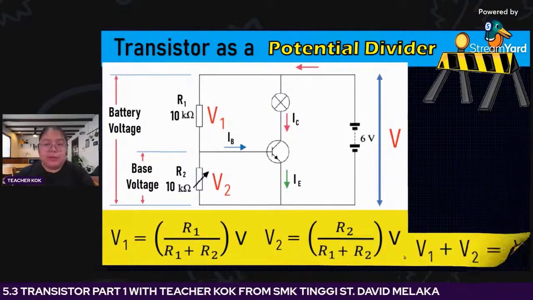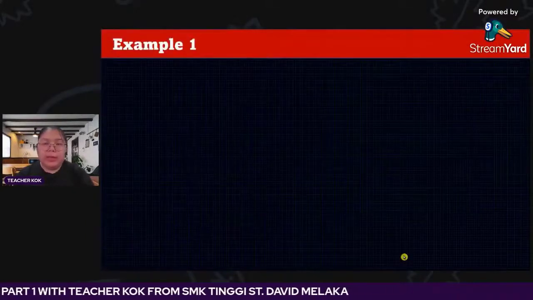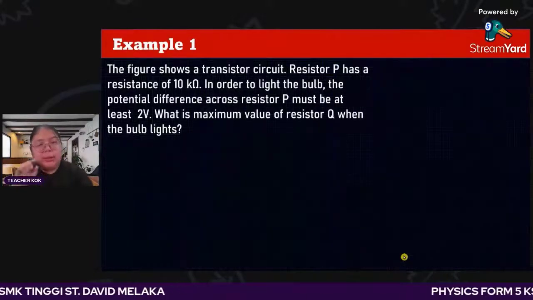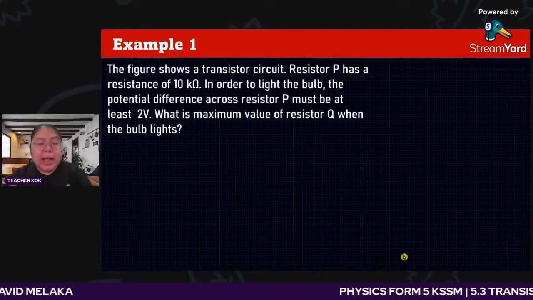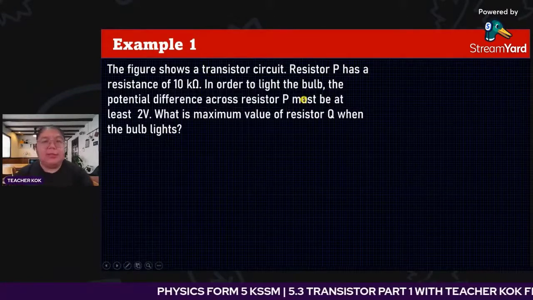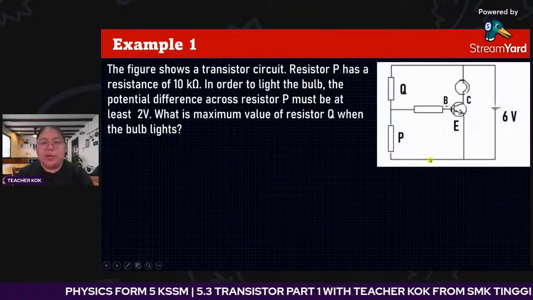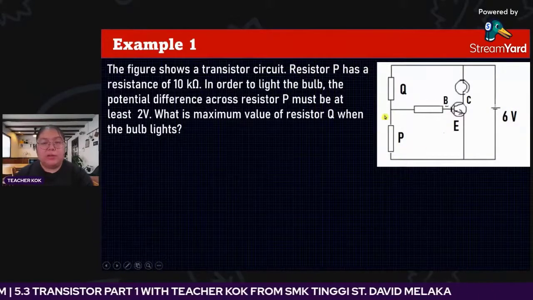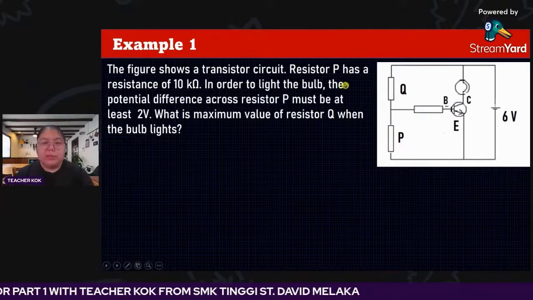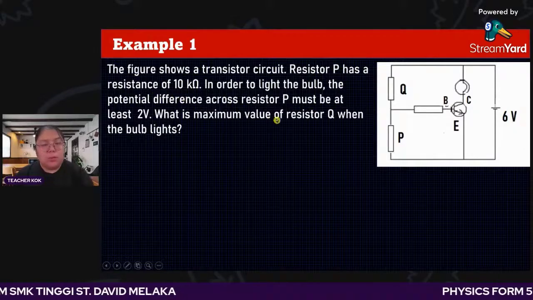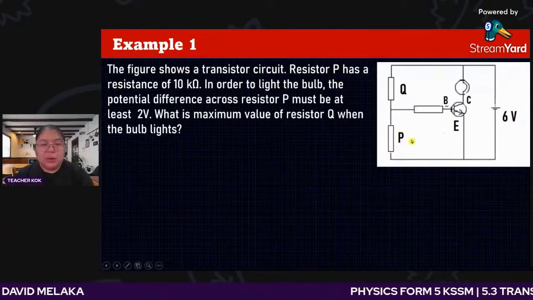Okay, let's see the question. Example 1. Students, prepare the calculator, then later give me the answer. The figure shows a transistor circuit, so we show the diagram first. Resistor P has a resistance of 10 kilo ohm.